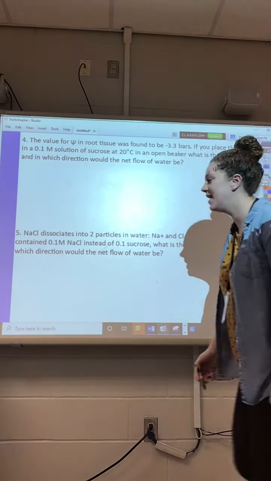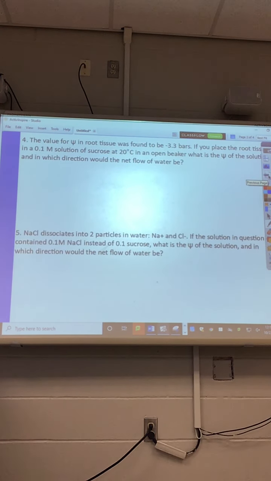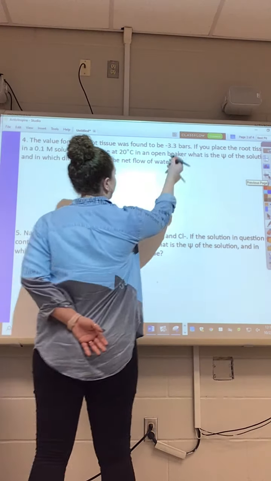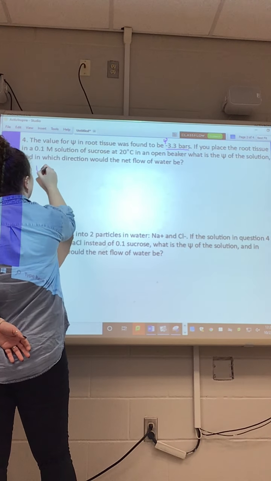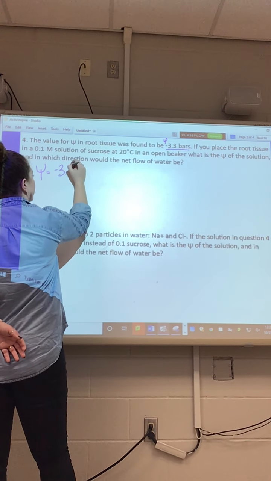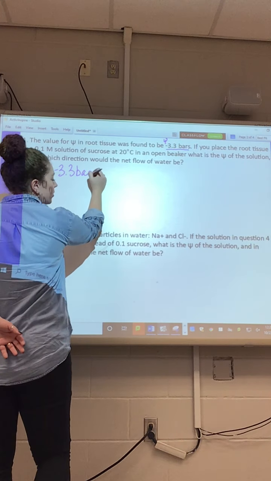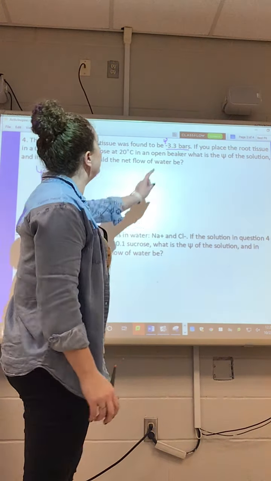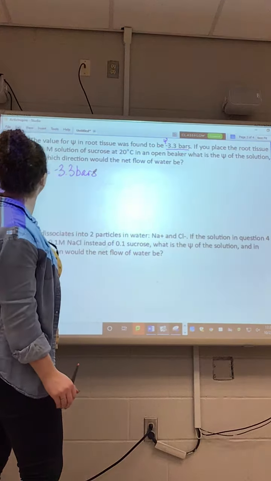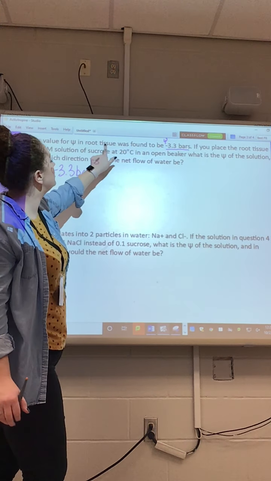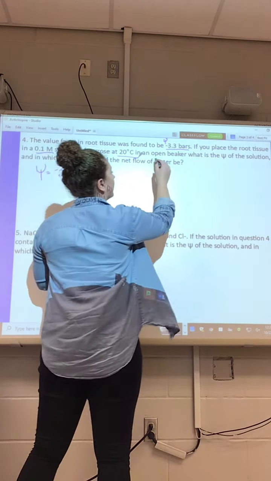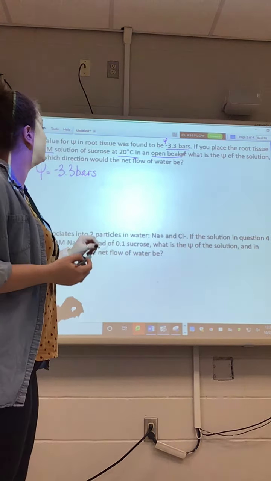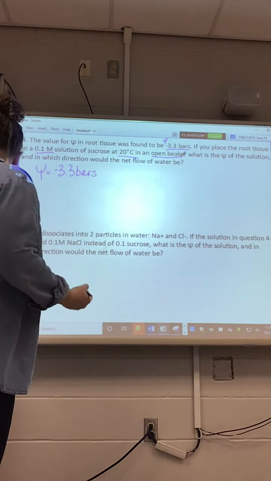Okay, I'm sorry. Number 4, the value for water potential in root tissue was found to be negative 3.3 bars. So we have water potential is negative 3.3 bars. I like to pull out the important pieces of information. If you place this root tissue in a 0.1 molar solution of sucrose at 20 degrees Celsius in an open beaker, what is the water potential of the solution and which direction would the net flow of water be?